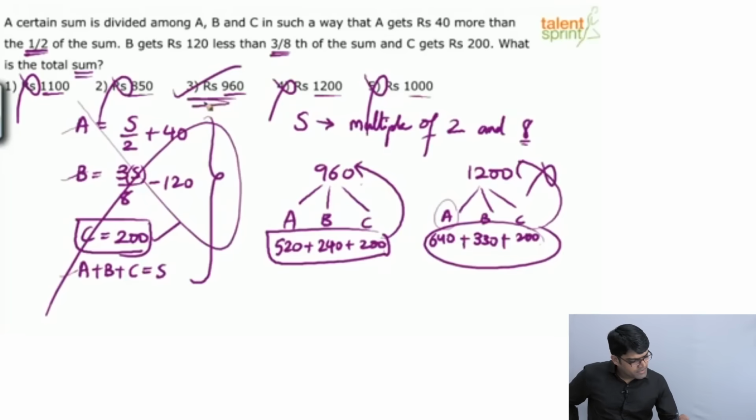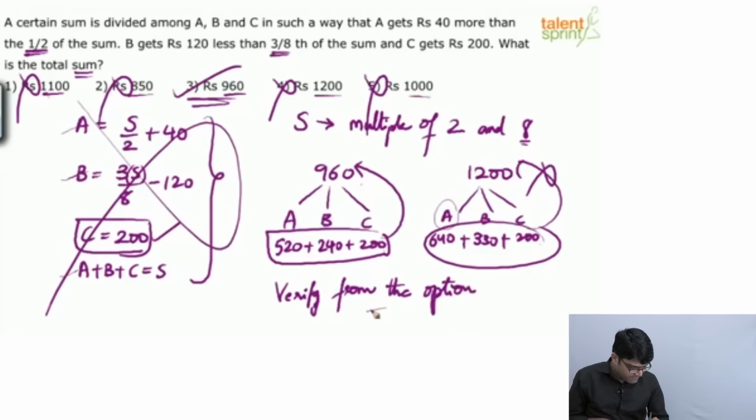So option 3. The point is elimination. We are finding out what cannot be the answers based on the given conditions, or we are verifying through the options. So these are the different ways of solving the questions, right? Verify from the options. If you feel having multiple options is a disadvantage, you're wrong. It's actually an advantage, right?